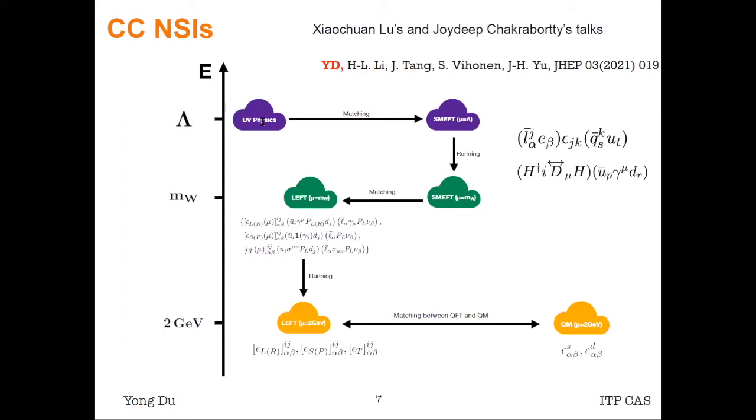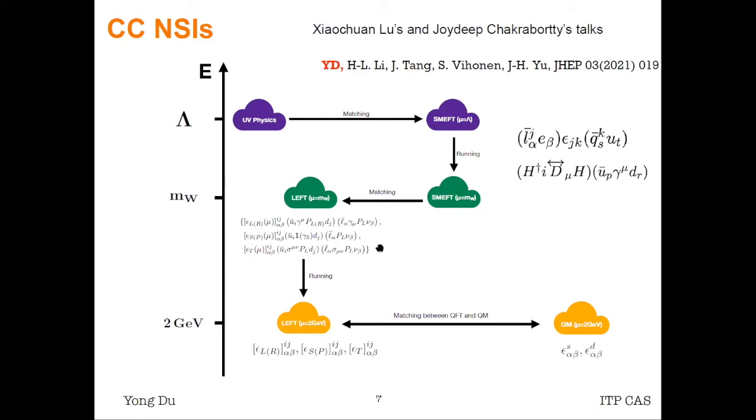Since we are interested in our model independent study, you have to first perform a matching between the UV physics and the EFT at this scale, which would be the SMEFT framework. This matching, I'm not going to discuss how to do the matching, but if you're interested, you can refer to Xiaochuan's talk and Josep's talk earlier today. Now, at this scale, the SMEFT framework will serve as an ideal framework for our purpose in order to study the potential new physics model independently.